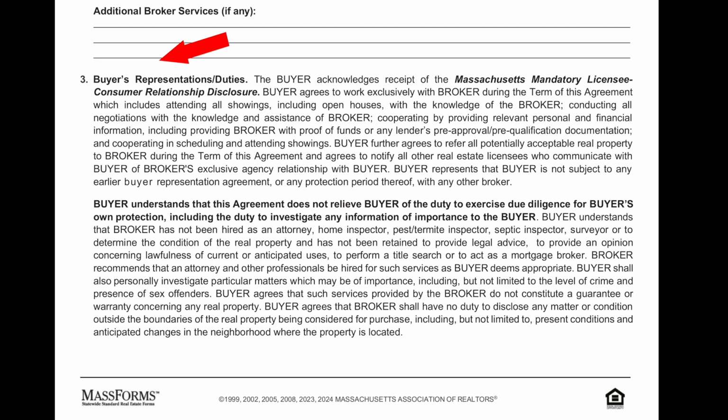So number 3, buyer representations and duty. So this gets into a discussion with the buyer as far as, look, what your obligation is, right? What your responsibility is when you're working with me as your agent. Number 1, you are going to receive the mandatory disclosure form. So it's going to spell out again my duties as a buyer's agent, right? And it's going to get into you, buyer. Like, you are going to work exclusively with me.